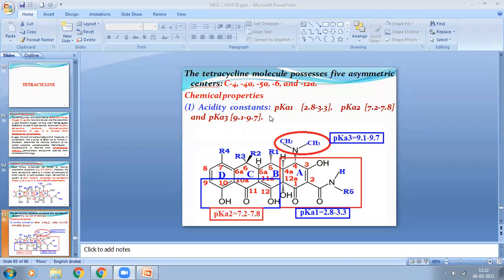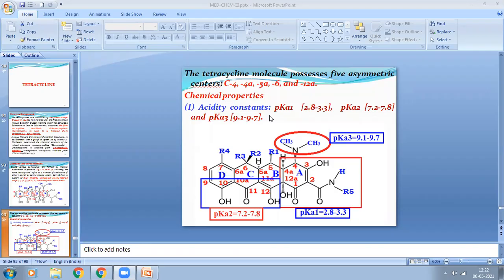We can apply the pK value for ionization of the conjugated acid or bases. No idea. I won't tell. Anyway. So what does the acidity constant mean?